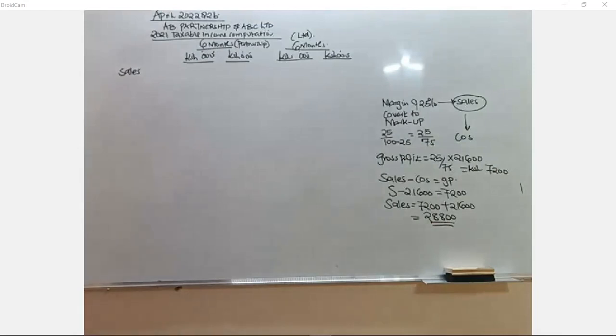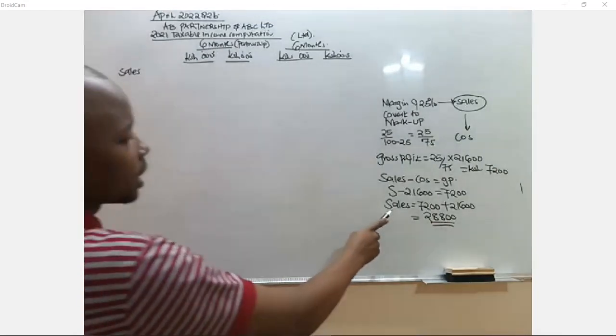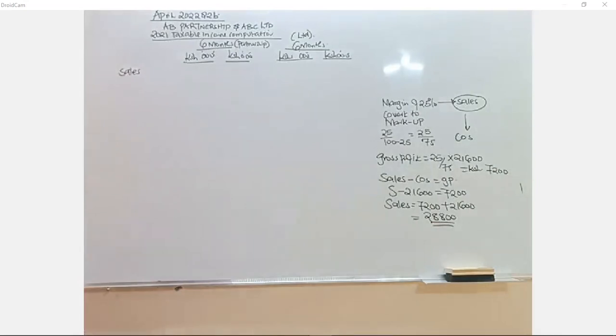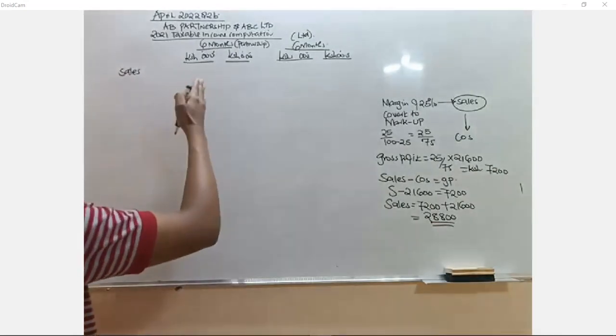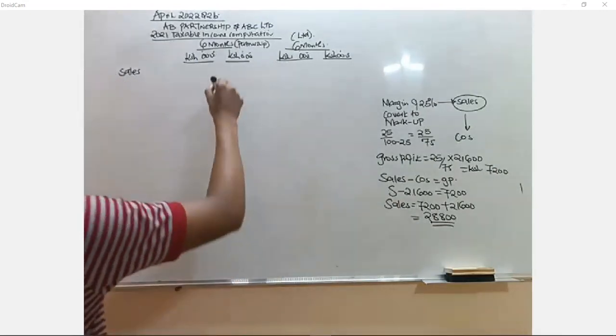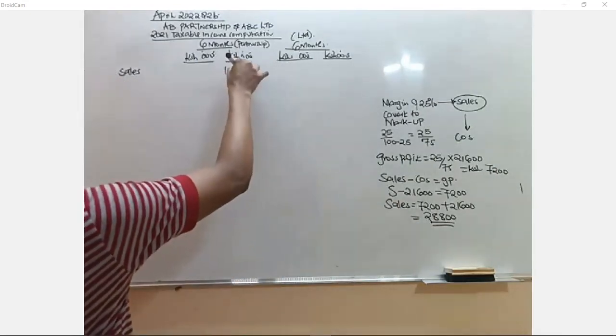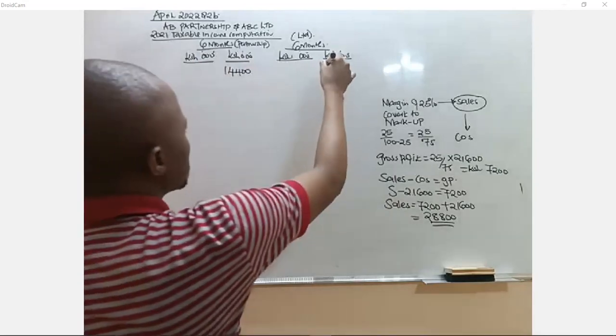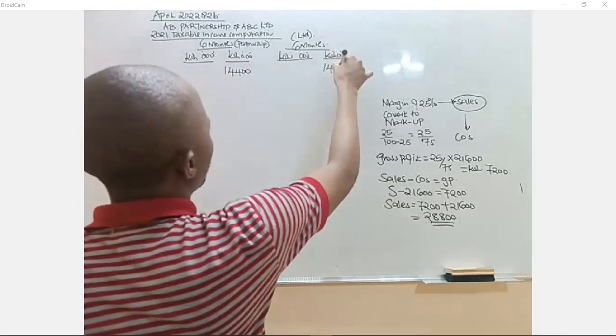It will be very simple, because already our sale is 28,800 for the whole year, and my analysis is for the 6 months. I just take this and divide by 2, getting the sales for the 6 months to be 14,400. And for the other 6 months, it will be 14,400.